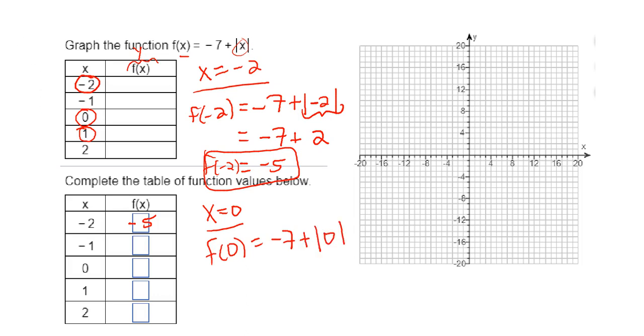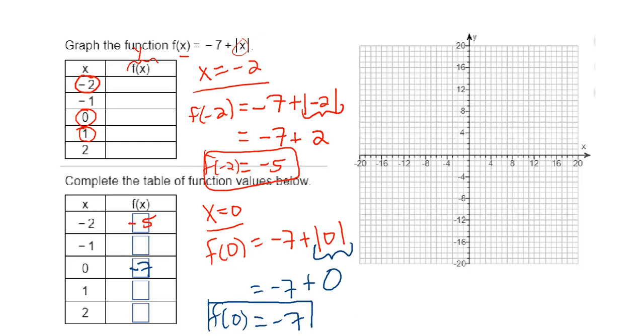Now, I find a lot of students try to avoid having 0 inside the absolute value, as if that's a bad thing and it's not going to work out the way it's supposed to. But absolute value doesn't care about 0. It works the same way it always does. The absolute value of 0 is going to be 0. So we get -7 plus 0, which is going to be -7. So f of 0 is -7, so that's what we're going to type into the box here.